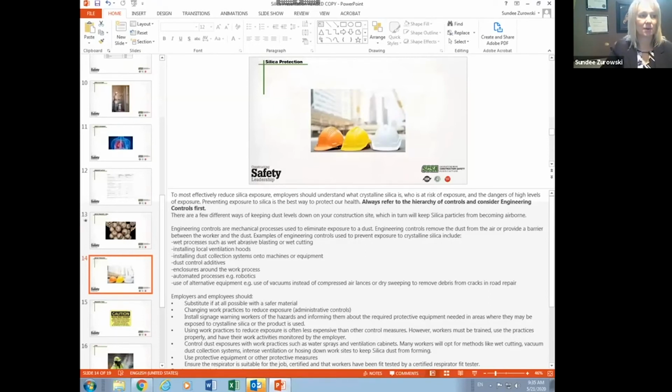So, to most effectively reduce silica exposure, employees should understand what crystalline silica is, who is at risk of exposure, and the dangers of high levels of exposure. Preventing exposure to silica is the best way to protect our health. Always refer to the hierarchy of control.